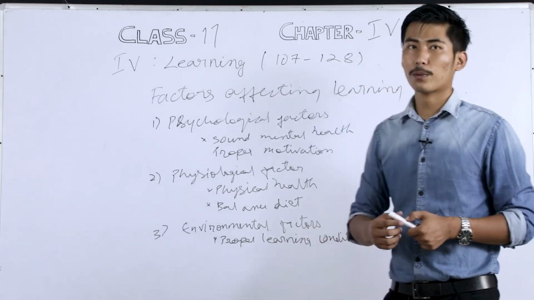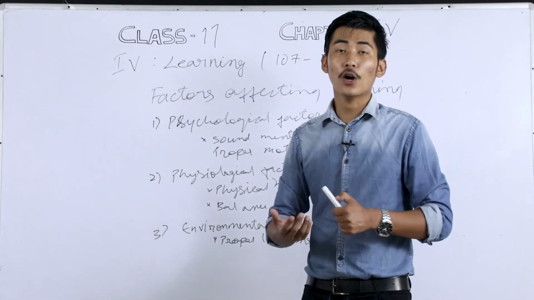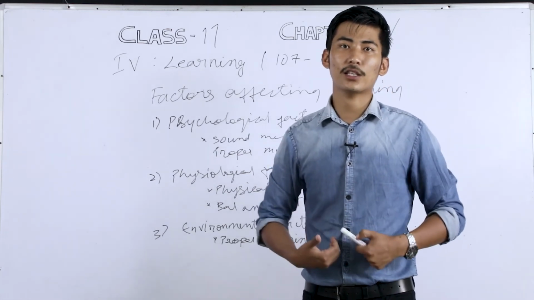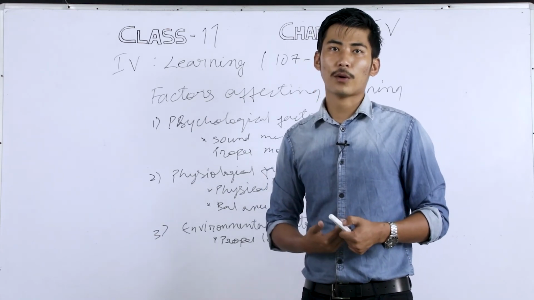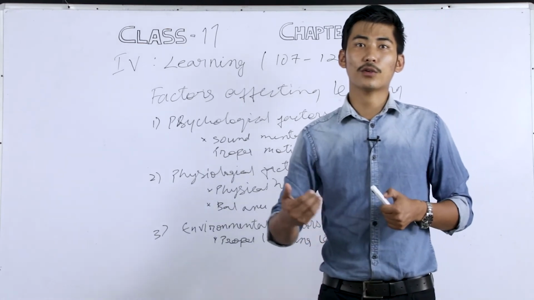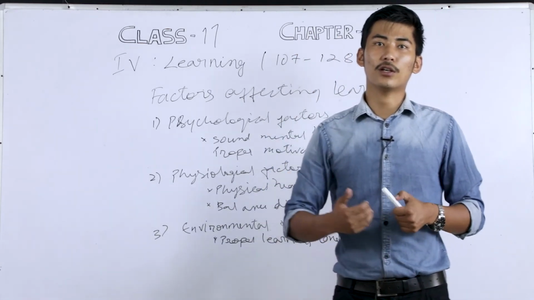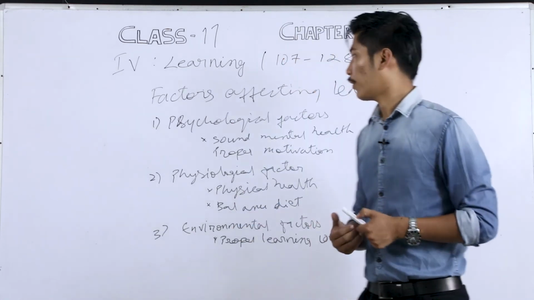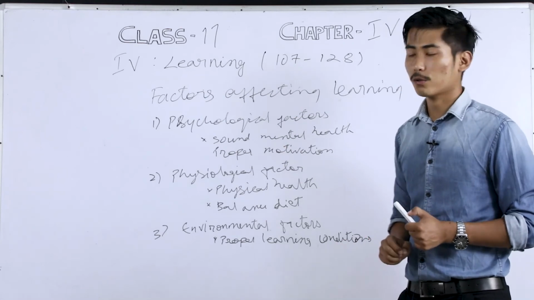The second one is proper motivation. Proper motivation is basically getting the proper motivation from our friends, or when we, as individuals, motivate ourselves to learn. We can wake up early in the morning and tell ourselves that, yes, today I'm going to learn a new thing. In that way, you can motivate yourself, and it can lead you to learn different kinds of things in your life. So that is proper motivation that comes under psychological factors.